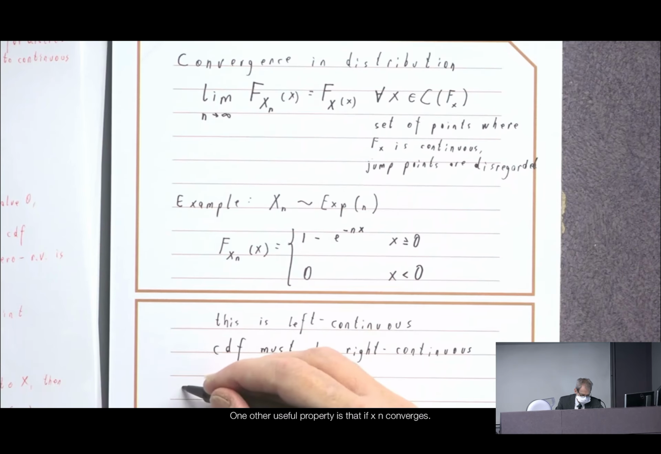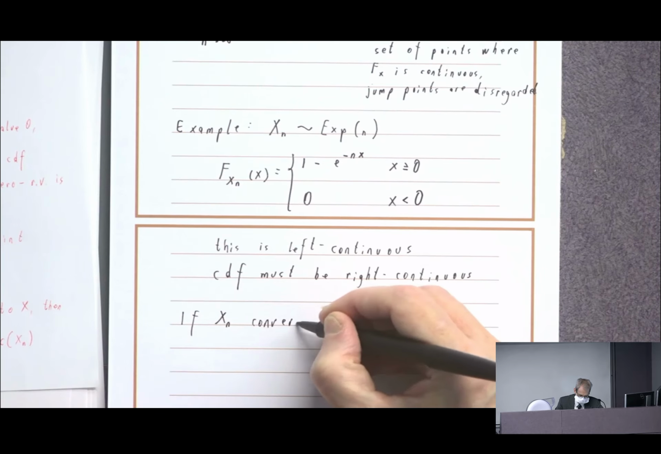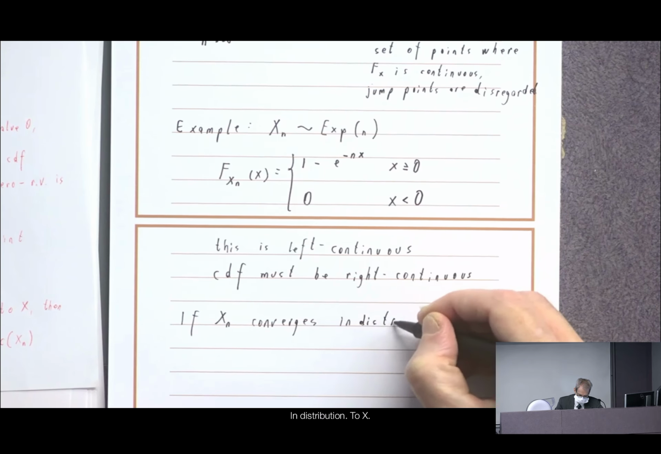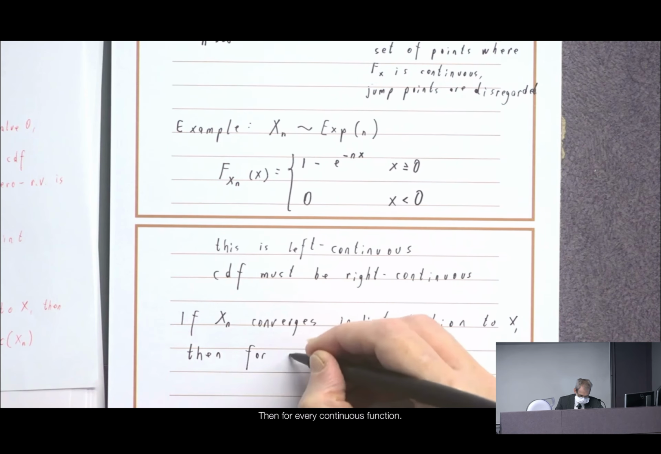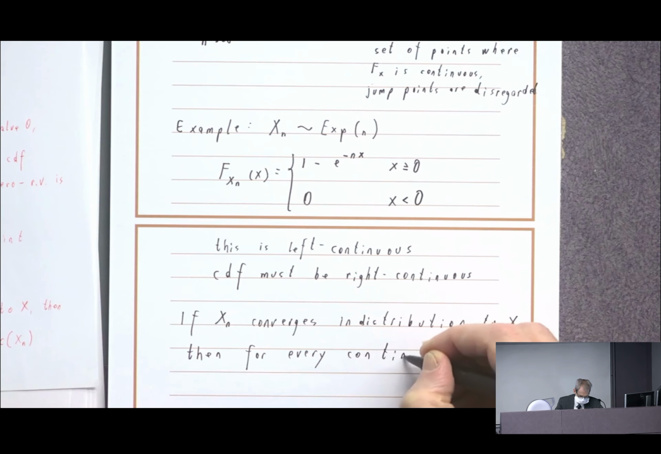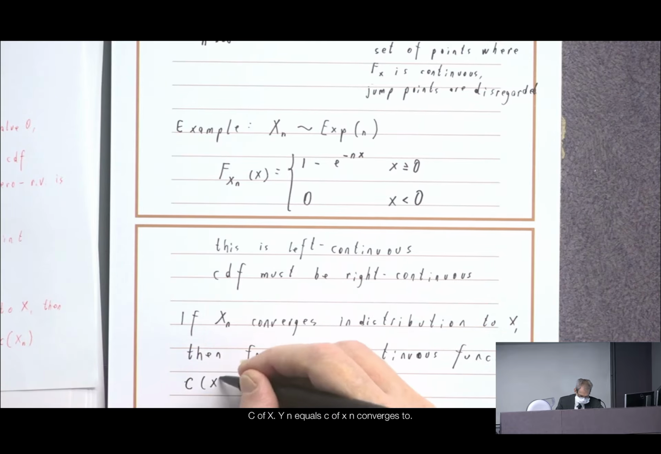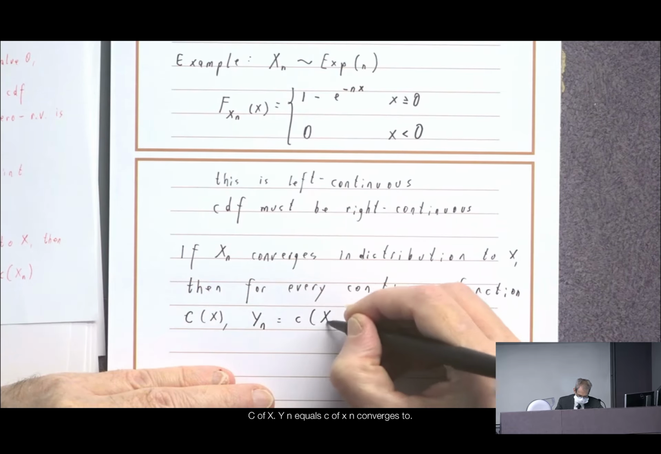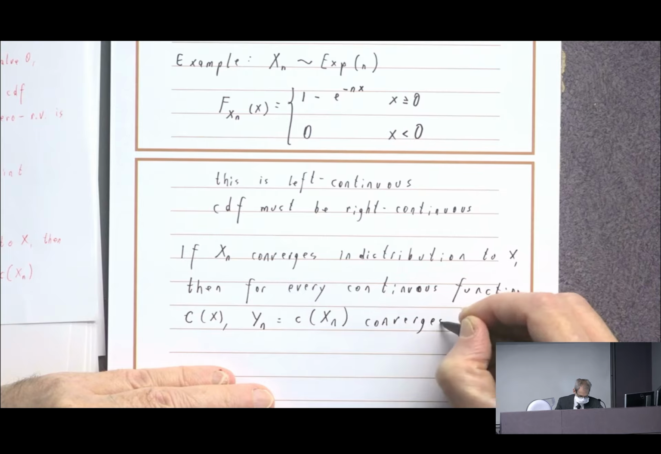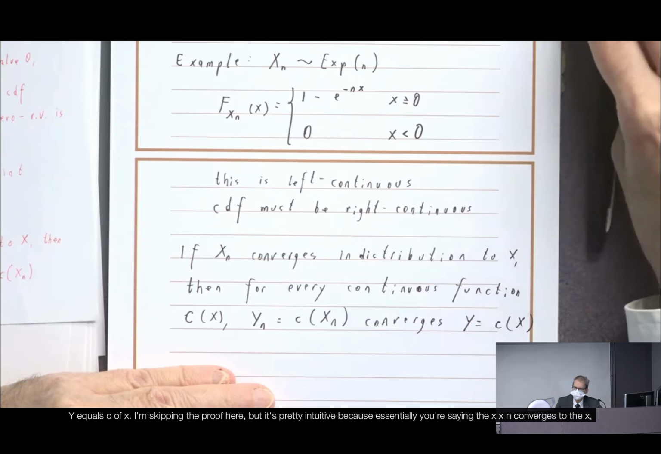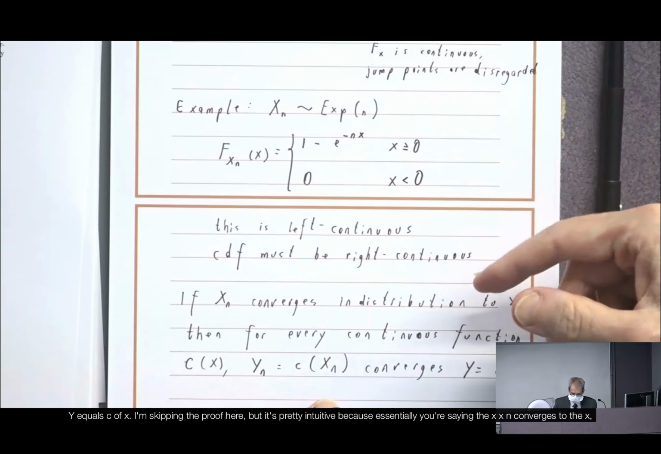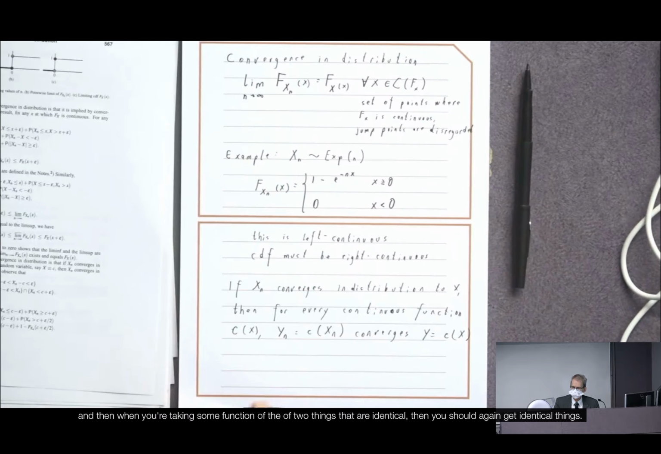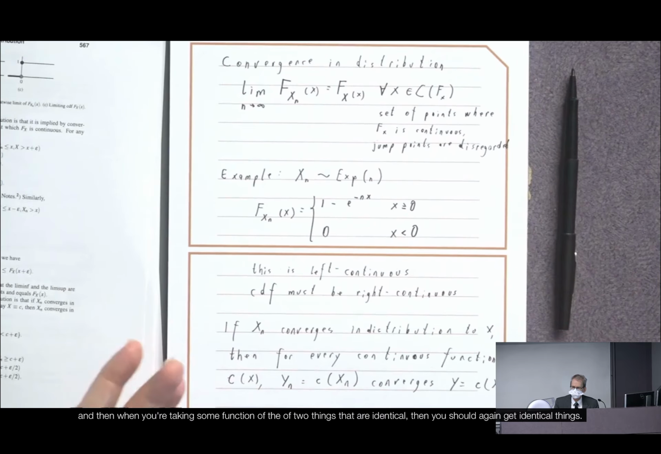One other useful property is that if X_n converges in distribution to X, then for every continuous function c of x, Y_n equals c of X_n converges to Y equal c of X. I'm skipping the proof here, but it's pretty intuitive, because essentially you're saying the X_n converges to the X, and then when you're taking some function of two things that are identical, then you should again get identical things.